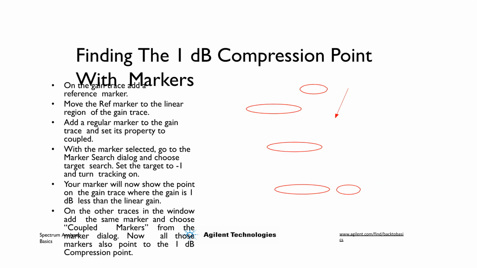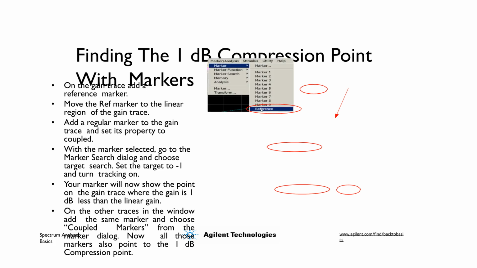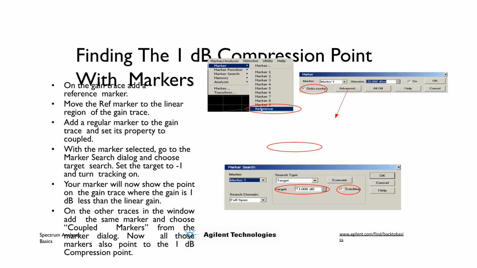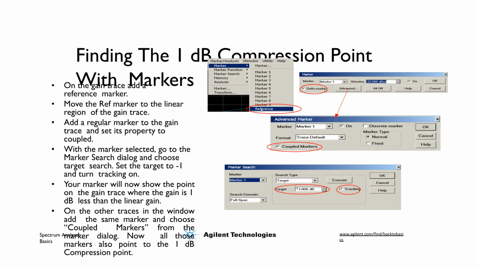To find the 1 decibel compression point with markers, first add a reference marker to the linear region of the gain trace. Then, add a coupled regular marker. Use the marker search dialog to set the target to -1 and enable tracking. This marker will indicate the 1 decibel compression point, which can be coupled to other traces.